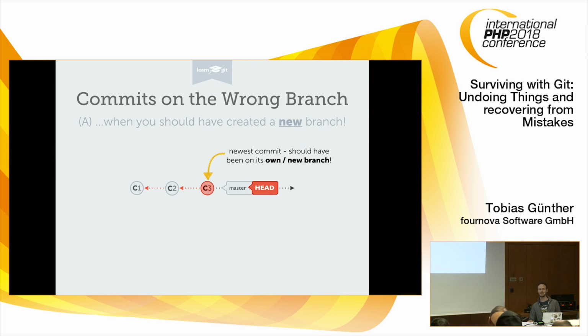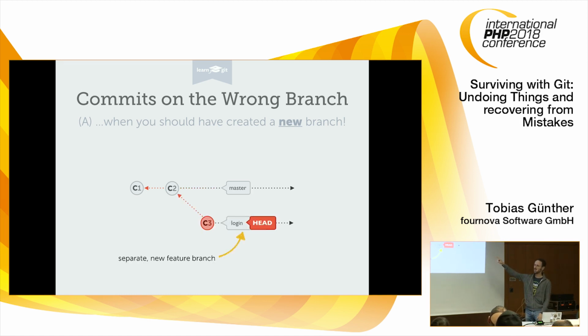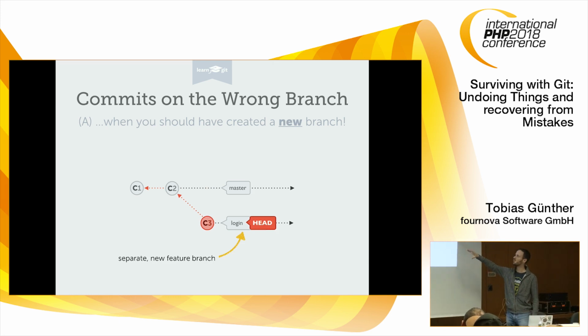We are not running out of things that can go wrong. This is the next type of thing that can go wrong. You commit on the wrong branch. That is very popular. So you should have created a new branch, actually. But hey, git commit is very quick. So you committed on master, probably, which many teams don't like. And you actually should have done that on a separate branch. So you started developing a new feature, let's say the login feature, and this should be on a separate new branch. Right? So let's correct that.